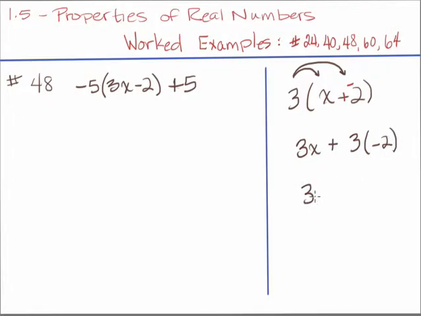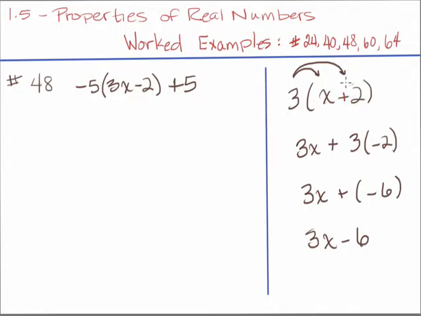In the next step, I simplified 3 times -2 to -6. And finally, just like up here, I said subtraction is addition of the opposite. Down here, I can say addition of the opposite is like subtraction. So I changed this to 3x minus 6. And then we said there's a shortcut here.